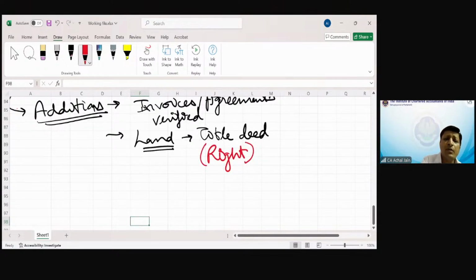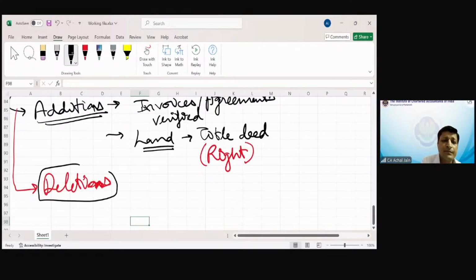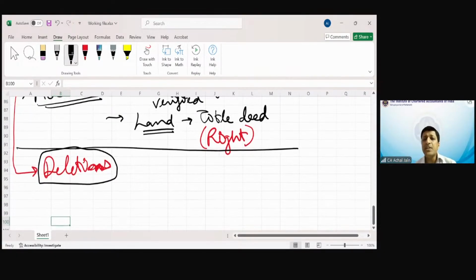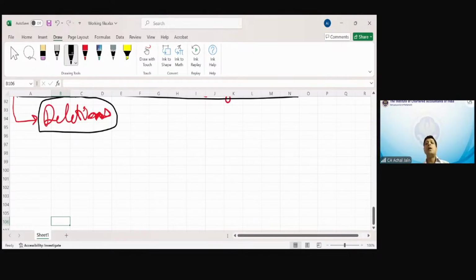Second step will be to get on to the deletions, if there are any. Okay, so if there are any deletions during the year, that you will check. Yes or no? So any deletions which are there, you'll have to check. So how will you verify the deletions? If any sale of asset has taken place, say some items of plant and machinery have been sold, how will you verify them?